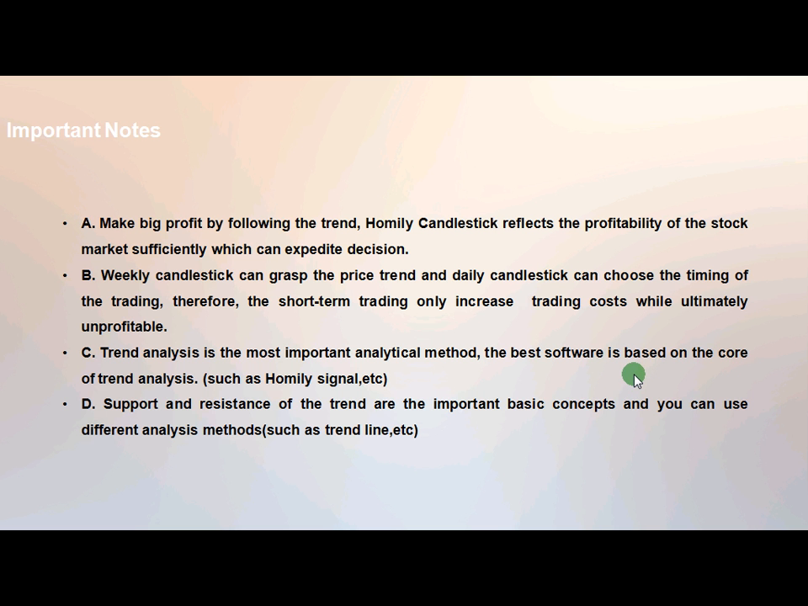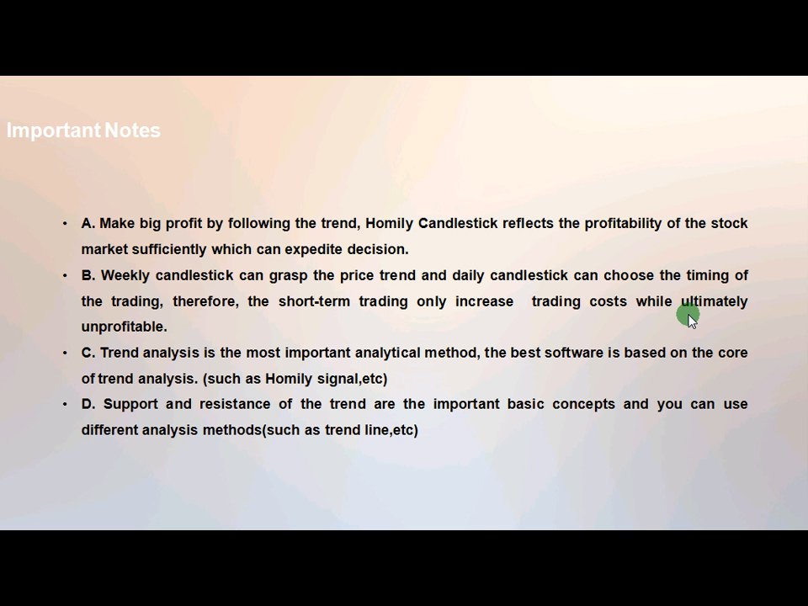And the monthly candlestick reflects the profitability of the stock market sufficiently, which can expedite decisions. So this is a monthly candlestick. So maybe later I will show you what the monthly candlestick is. So the next one, weekly candlestick can grasp the price trend, and daily candlestick can choose the timing of the trading. Therefore, short-term trading only increases trading costs while ultimately unprofitable.